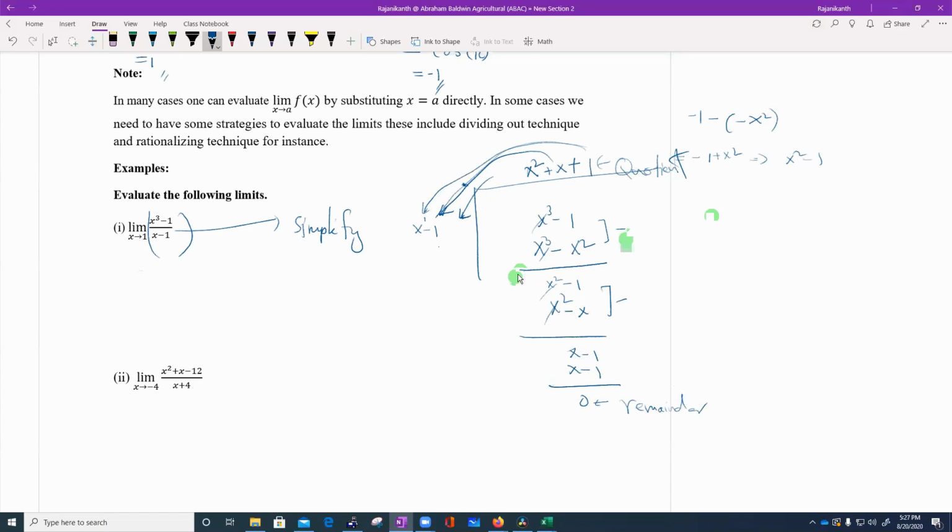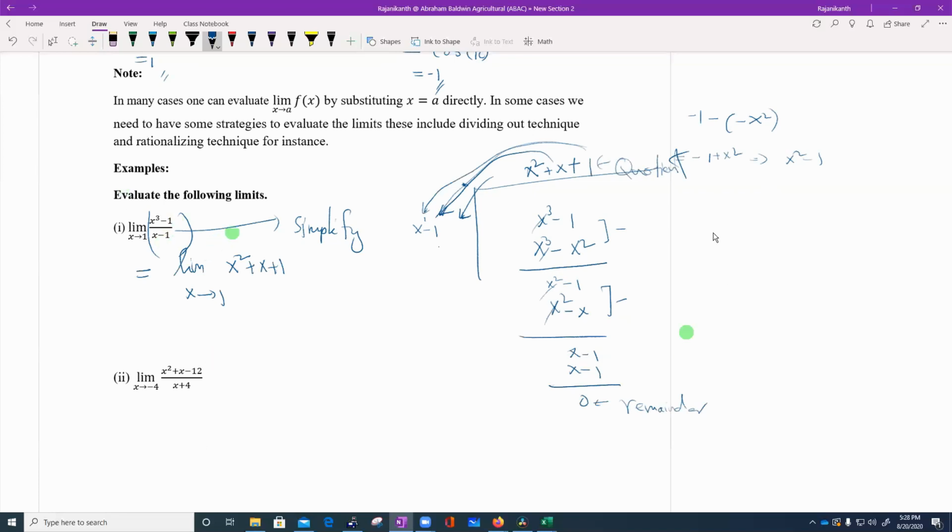So when you divide this, limit x goes to 1. So when you divide this, the answer is nothing but just the quotient. You only write the remainder when you have one. So the answer is simply x squared plus x plus 1. Does that make sense? Simply I am dividing.